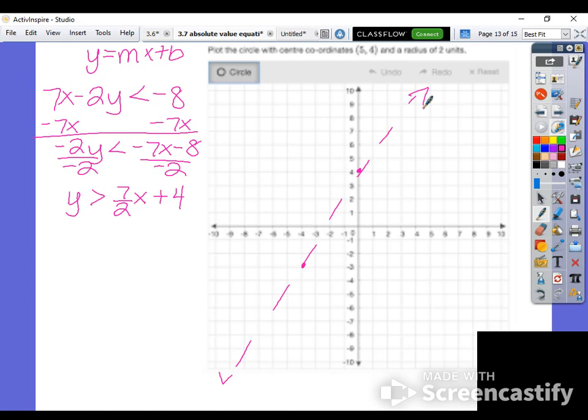Okay, again, plug in 0, 0 as your test point. Is 0 greater than 4? That would be false. So 0, 0 is here, that's false. I want to shade on the other side of the line.